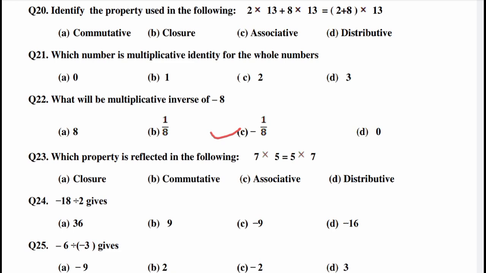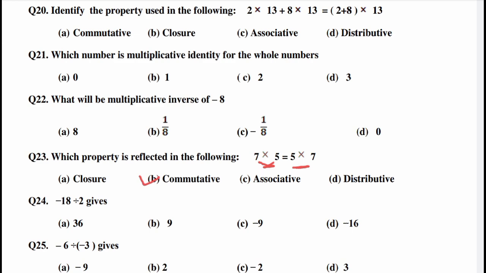Question number 23. Which property is reflected in the following? 7 multiplied by 5 is equal to 5 multiplied by 7. As you can see, only the order of the numbers is changed in this multiplication, right? So this property is called the commutative property of multiplication of integers.